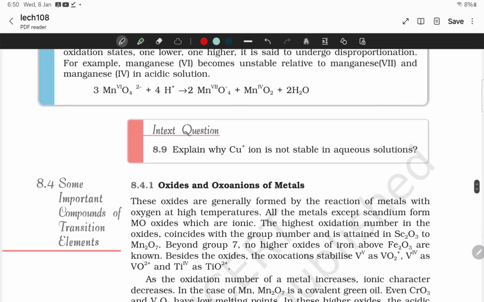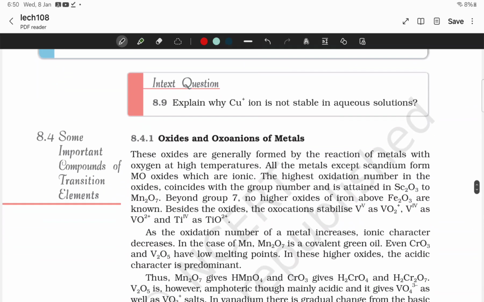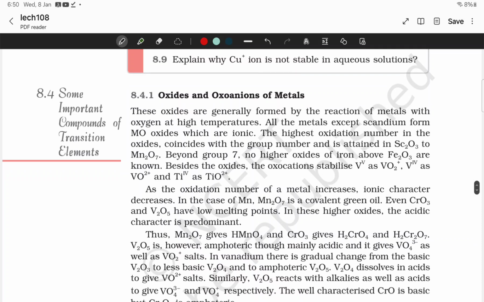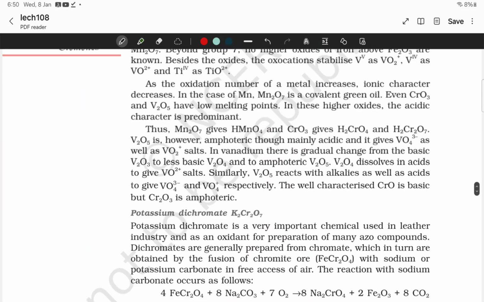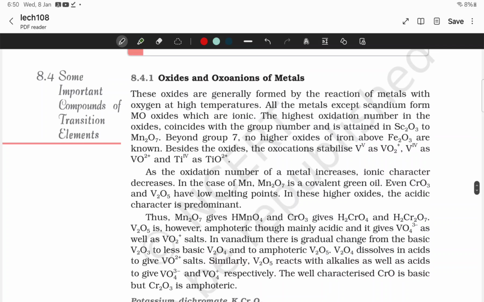Now, oxides and oxyanions of metals. Some important compounds. Okay. These oxides are generally formed by the reaction of metals with oxygen at high temperature. Okay. Oxides are generally formed by metals with oxygen at high temperature.